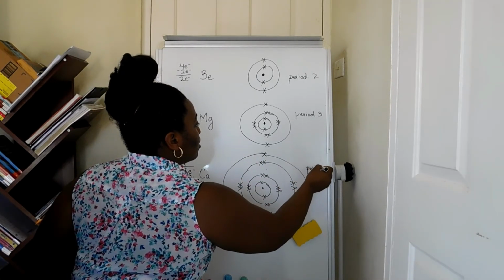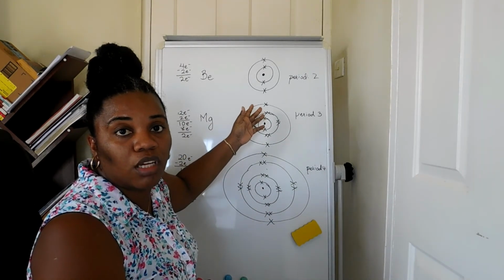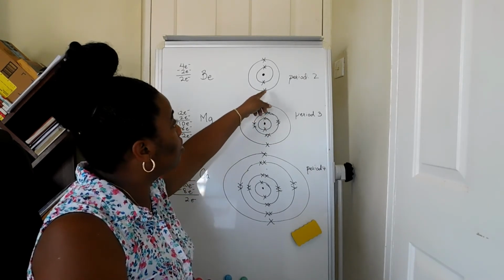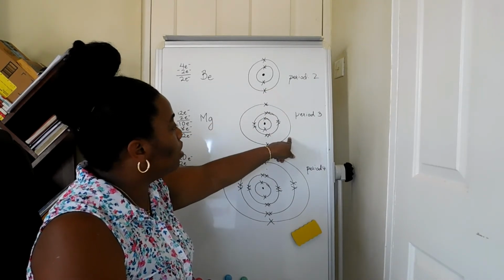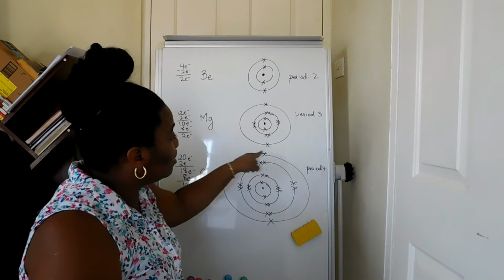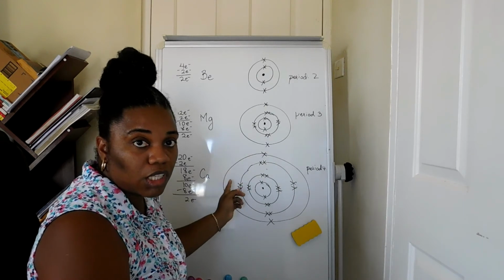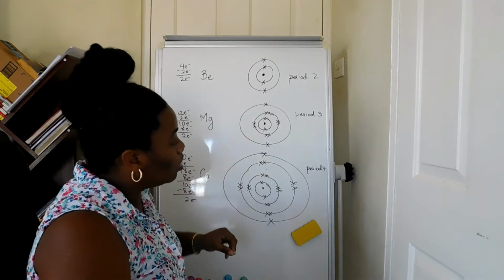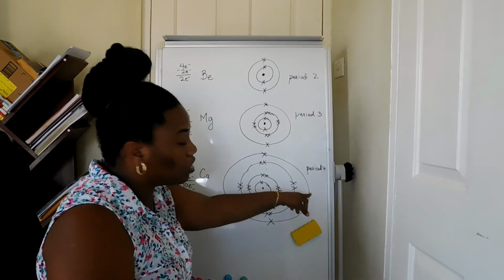But what stays the same? The count of the valence electrons in the outermost shell. They all have different outermost shells, because the outermost shell for this one is energy level 2, the energy level 3 for magnesium, and energy level 4 for calcium. But in that valence shell, which is the outermost shell, it has the same amount of electrons each time: 2.